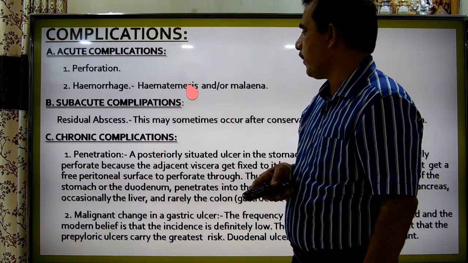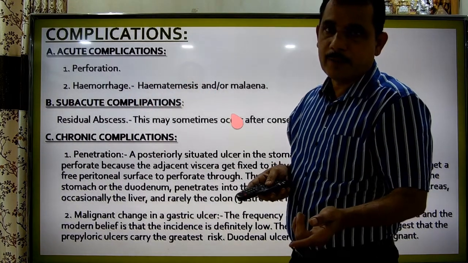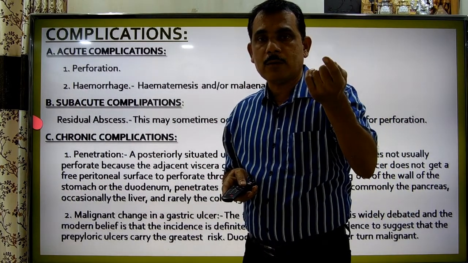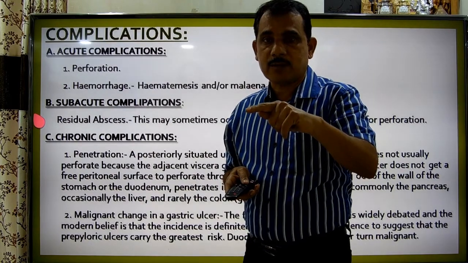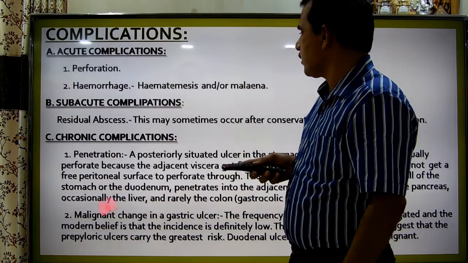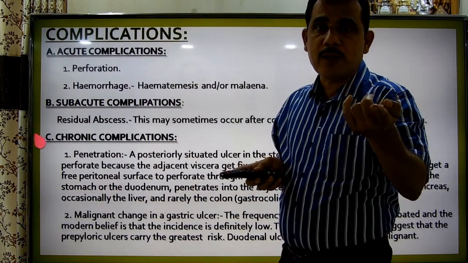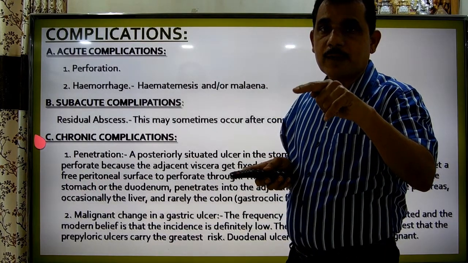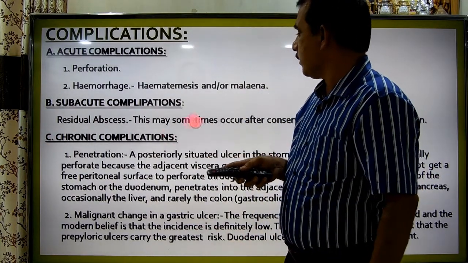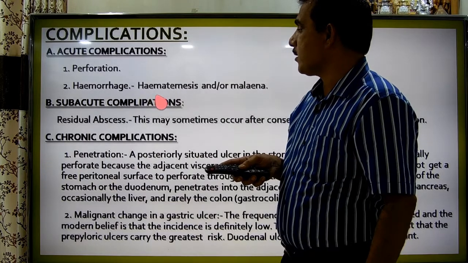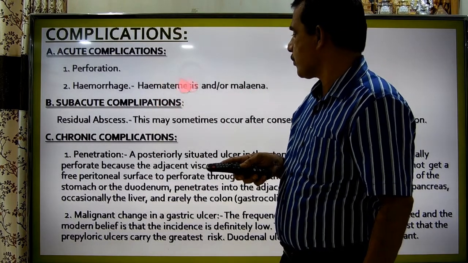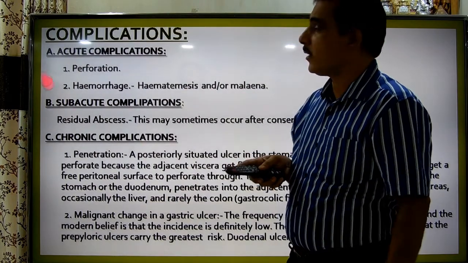That is in the form of hematemesis and melena. Hematemesis is more common in gastric ulcers and less common in duodenal ulcers, while melena is more common in duodenal and less in gastric ulcers. As we have seen, the ratio of hematemesis to melena in gastric ulcer is 60:40, while in duodenal it is 40:60. So these are the acute complications.